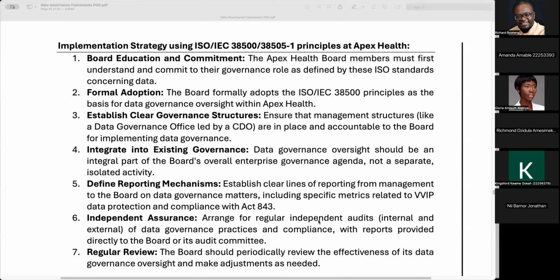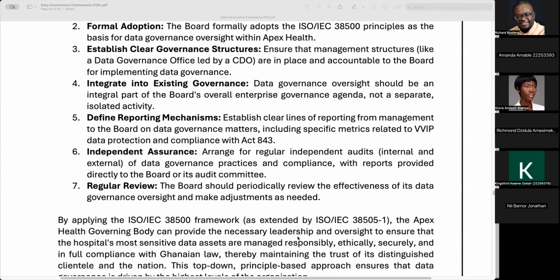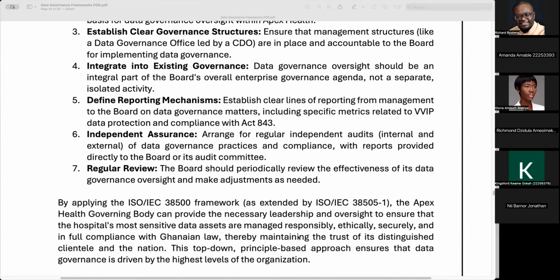Exactly. The real strength of using ISO/IEC 38500 for Apex Health is its explicit top-down principle-based approach. It ensures that data governance isn't just an operational task delegated down the chain, but a strategic imperative driven and overseen by the highest levels of leadership. This fosters a pervasive culture of responsible, ethical, secure, and compliant management of incredibly sensitive data, which is absolutely fundamental for maintaining the trust of their unique clientele and, indeed, the nation. Driving it from the very top.